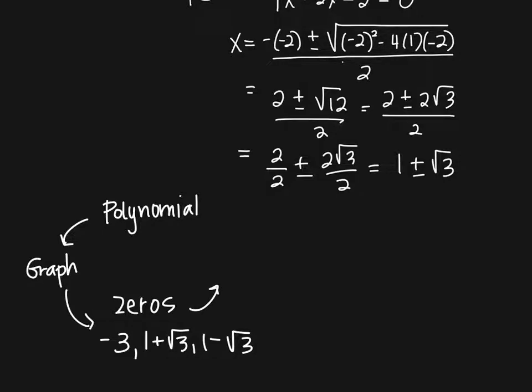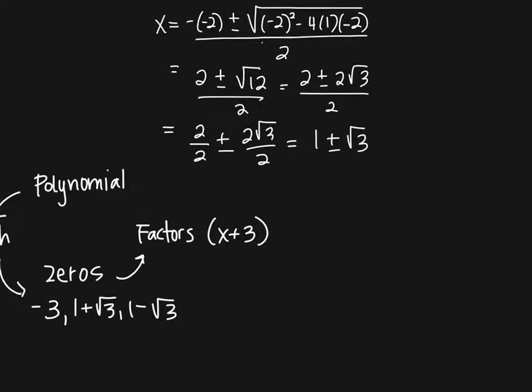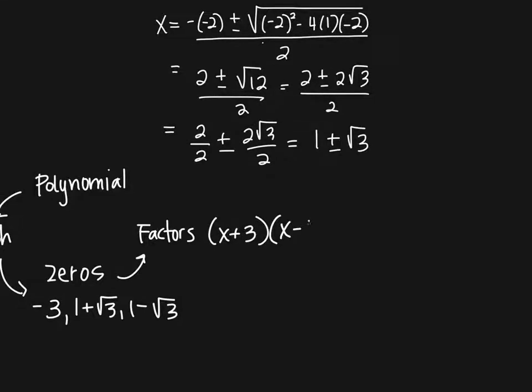From the zeros, I should be able to create one factor for each zero. So my factors are going to be x plus 3, x minus 1 plus rad 3, and x minus 1 minus rad 3. And those are my 3 factors. If we superFOILed those 3 factors together, we should come up with the same polynomial we started with, but we're not going to do that right now, thankfully.